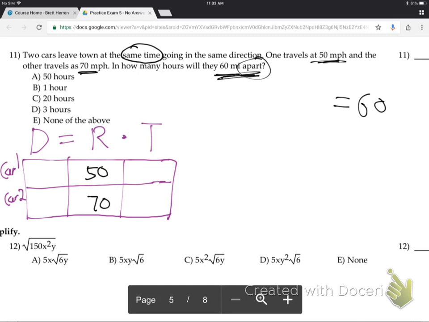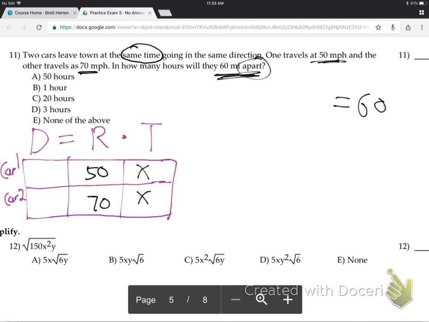What's happening is they left at the same time, same direction, but one's going faster. So the gap between them keeps growing and growing and growing, but they're driving for the same amount of time. They're just getting further apart because one's going faster. So anyway, this is both x, huh? Everybody good with that? Because it's the same time.